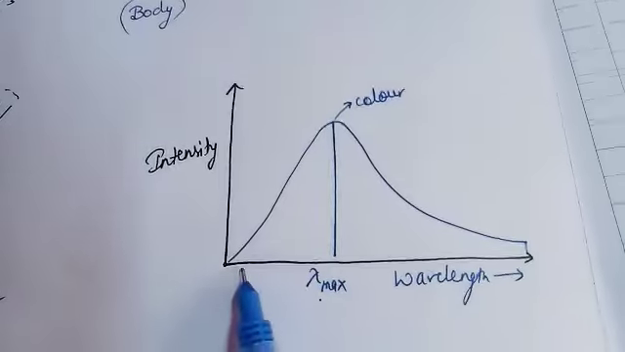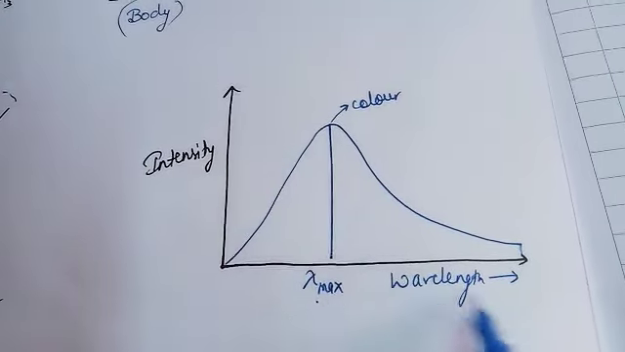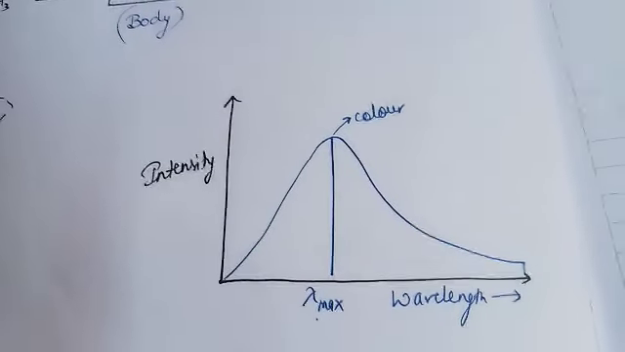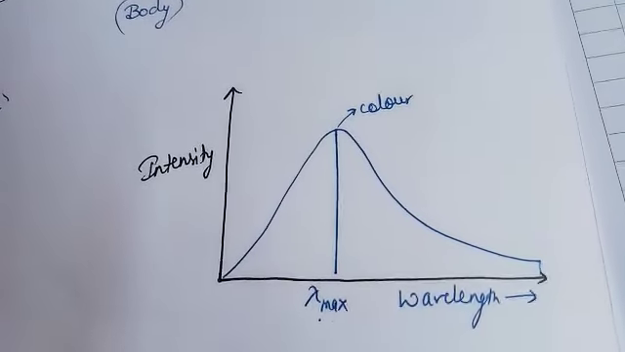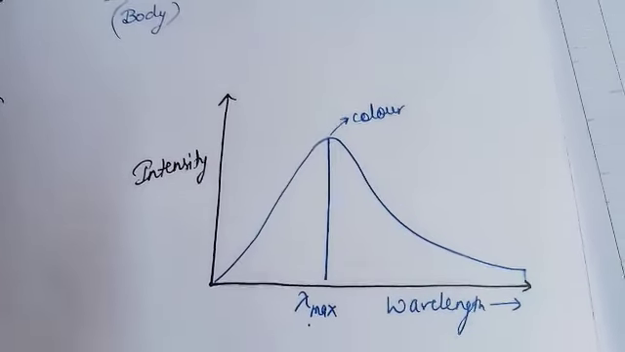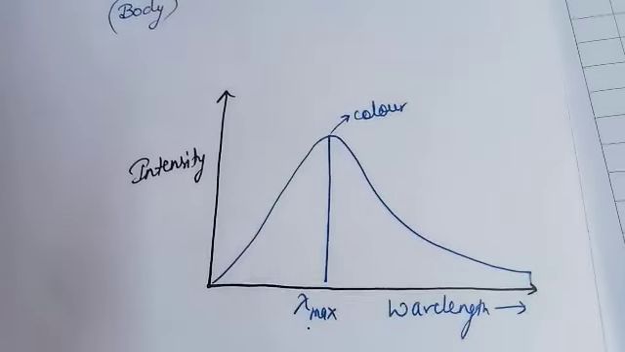In this also we are able to see only that color whose wavelength radiation is emitted the most. We are able to see only that color. So again, the same graph is for black body radiation also.